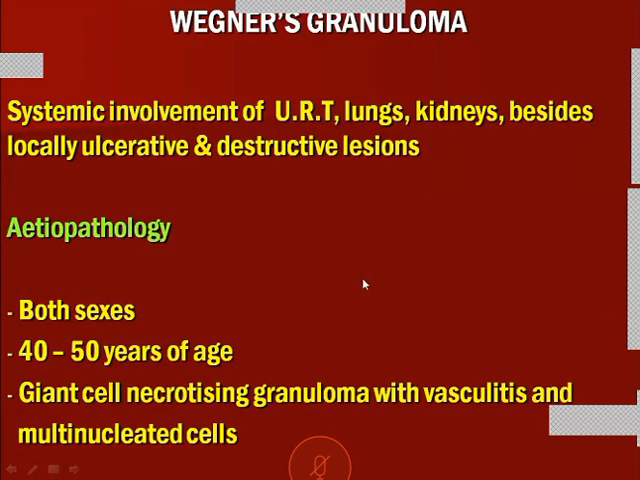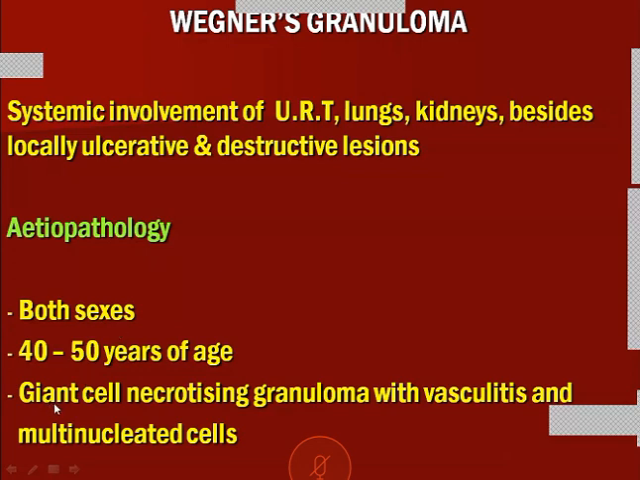Coming to Wegener's granuloma, it is a systemic involvement of the upper respiratory tract, lungs, and kidneys, besides being locally ulcerative. The etiology is also unknown. Both sexes are equally affected. The common age of occurrence is 40 to 50 years, the fifth decade.